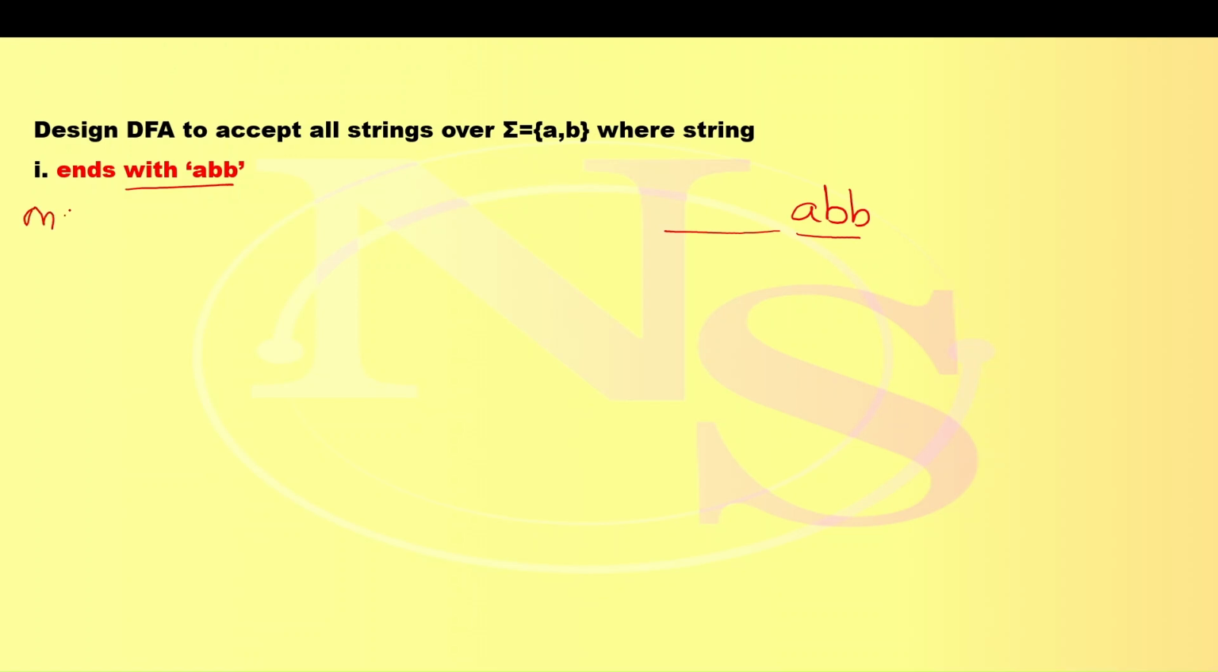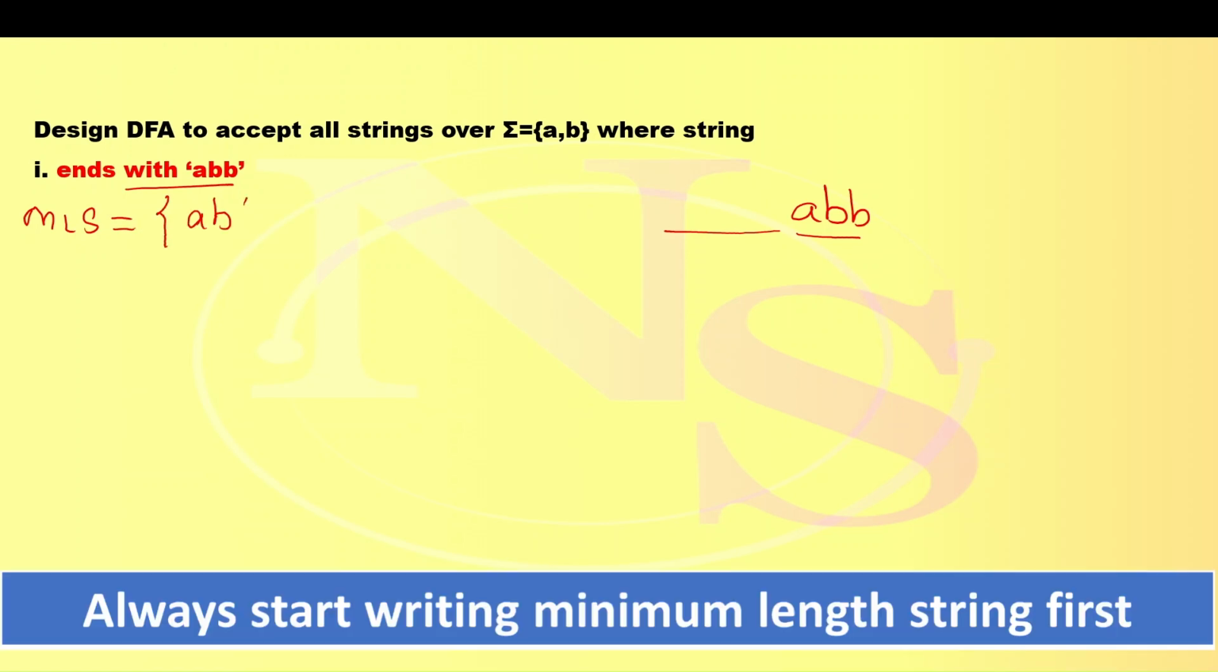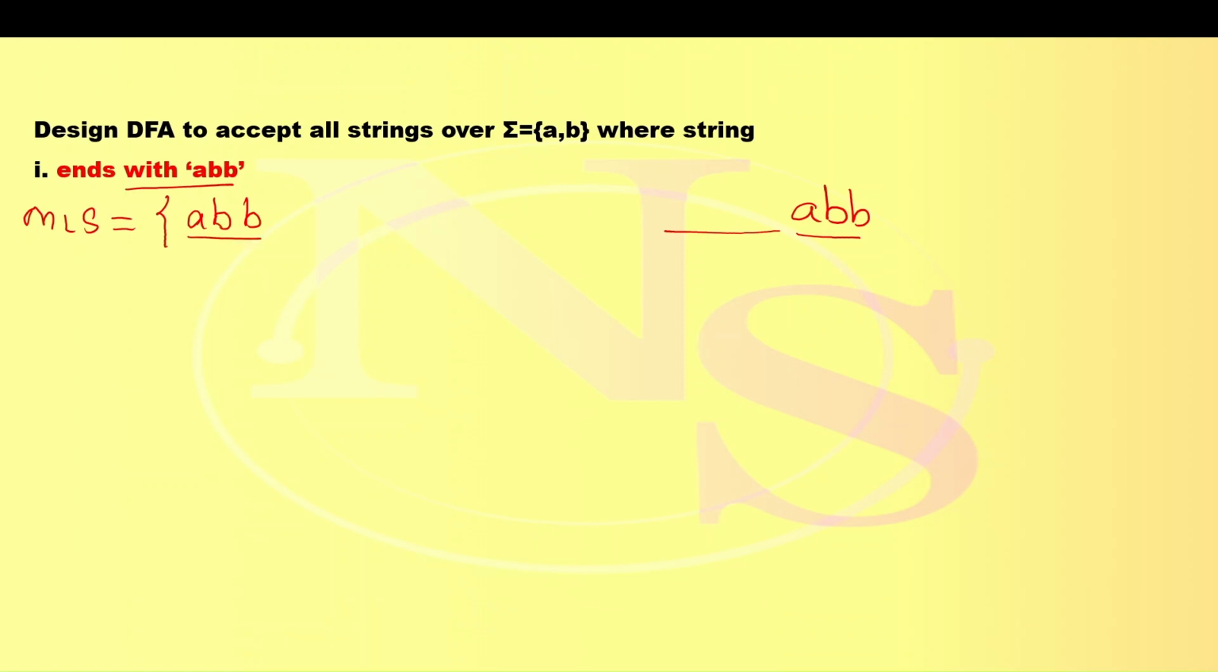Based on this understanding, write down the minimum length string. What's the minimum length string satisfying the condition? It's ABB itself, ending with ABB. Another string: before this ABB, an A may come, or a B may come. In both scenarios, the string is ending with ABB. Before this ABB, multiple A's can come, multiple B's can come, or any combination of A and B can come. All these are possible. Now start designing the automata for this.